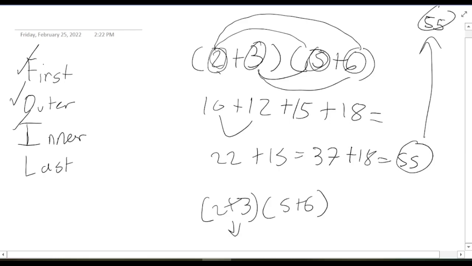2 plus 3 equals 5, and then 5 plus 6 equals 11. Multiply those together is 55. So we see that our two answers are correct.